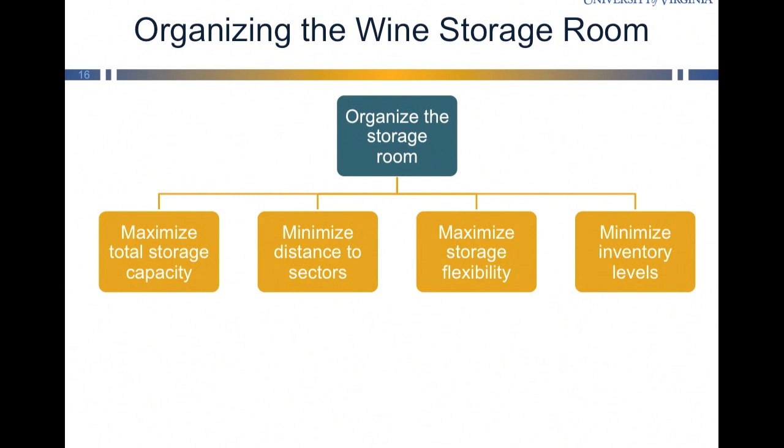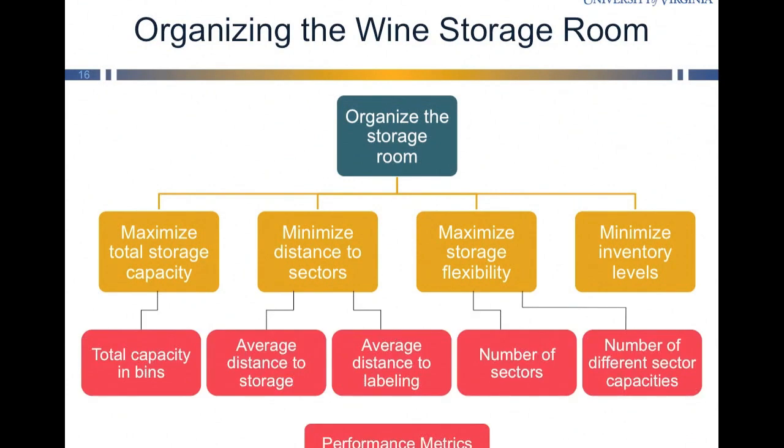This sub-objective of organizing the storage room is split into 4 different sub-objectives. Maximize the total storage capacity, minimize the distance to different sectors of wine, and a sector in this project meant one type of wine goes in each sector, maximize the storage flexibility, and minimize inventory levels. Now it worked out that this project focused mainly on the first 3 objectives in this list, and so we can see metrics linked into these first 3 objectives.